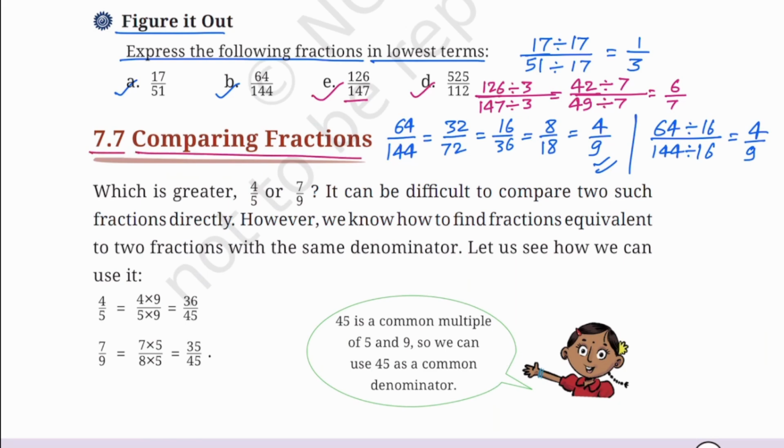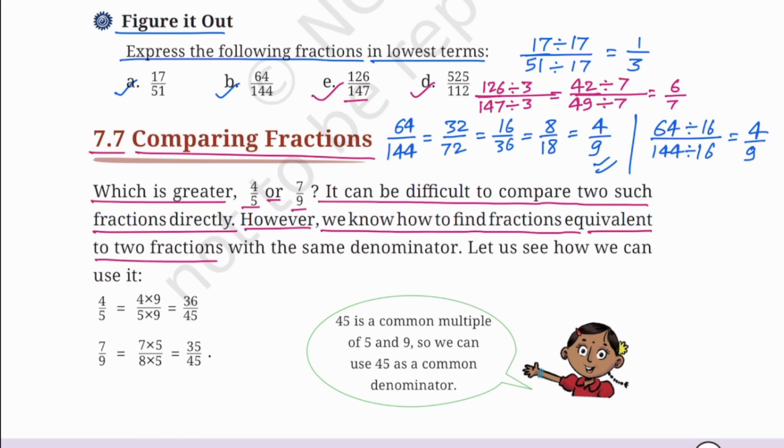7.7 Comparing fractions. Which is greater, 4 upon 5 or 7 upon 9? It can be difficult to compare two such fractions directly. However, we know how to find fractions equivalent to two fractions with the same denominator. Let us see how we can use it. 4 upon 5 is equal to 36 upon 45 when we multiply numerator and denominator by 9. You can say equivalent fraction of 4 upon 5 is 36 upon 45.